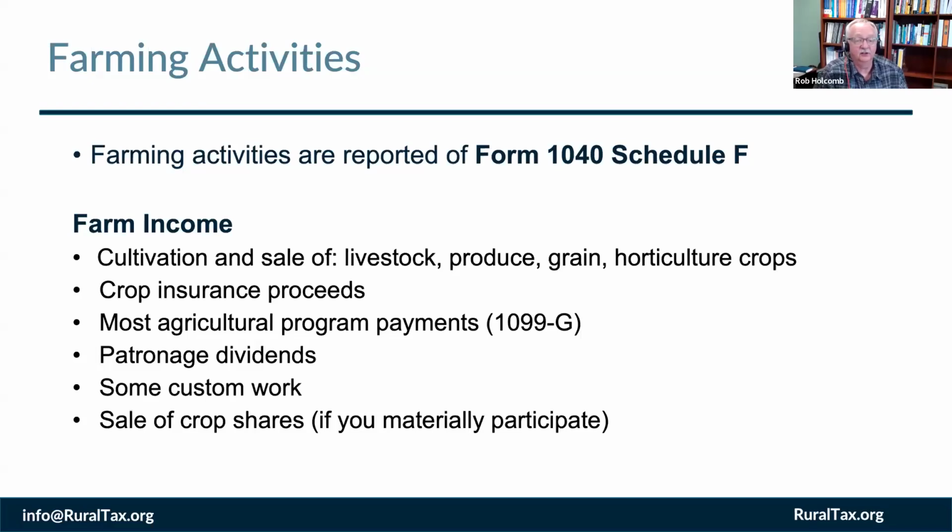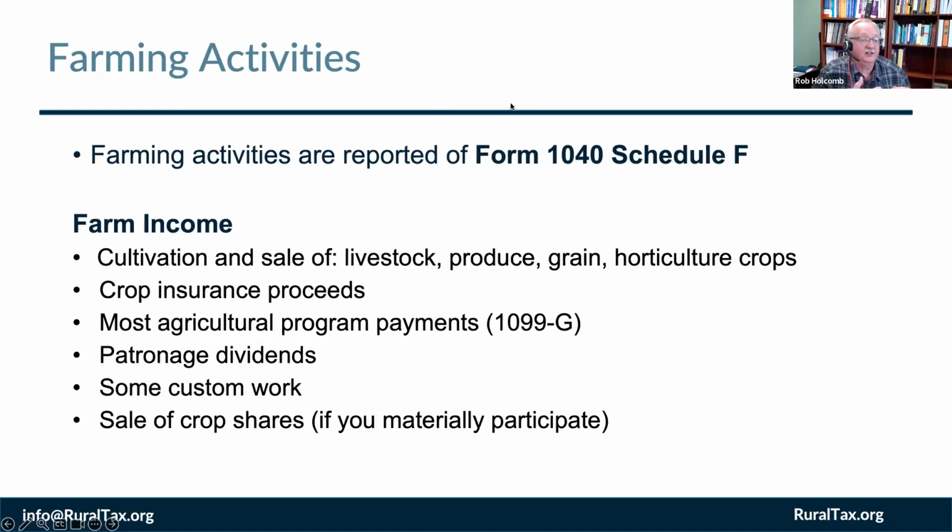Farm income includes growing and selling livestock, grain, and horticultural crops. If you have crop insurance proceeds tied to a crop that you're growing, that's farm income. If you're enrolled in a USDA program where you're receiving an agricultural program payment tied to a product that you're growing, that is farm income. Patronage dividends: if you do business with a co-op, a lot of times the co-op will issue a patronage refund or a patronage dividend to the farmer. That also is taxable and is considered farm income.